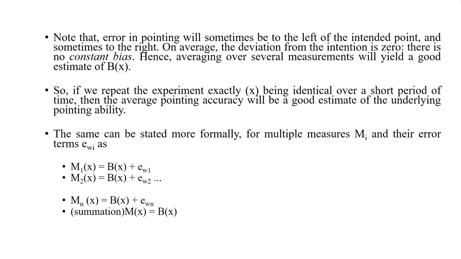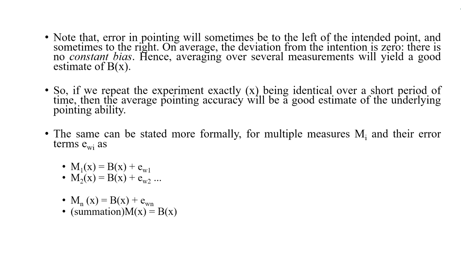Okay. That is, by the way, why we were conducting this experiment in the first place. Okay. So, just look at this set of equations here. If we repeat this experiment exactly, conditions etc. being identical over a short period of time, then the average pointing accuracy will give us a good estimate of the underlying pointing ability, the underlying mental abilities, cognitive functions that lead to this particular pointing ability.